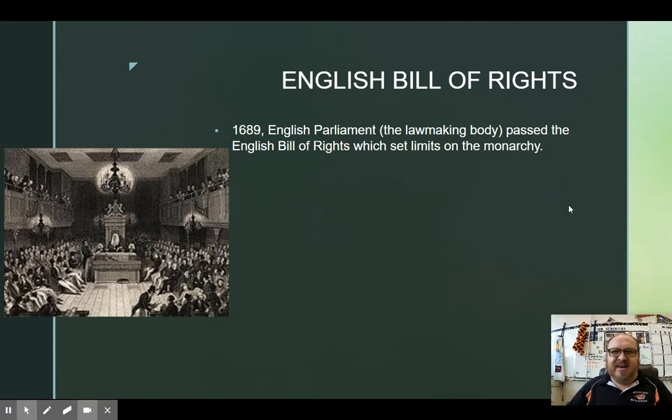And instead, they went and got James's niece, Mary, and her husband, William, from the Netherlands. They'd been living in the Netherlands. William was from the Netherlands. They brought them in and made them king and queen, and Parliament forced William and Mary to sign these documents, becoming the English Bill of Rights.